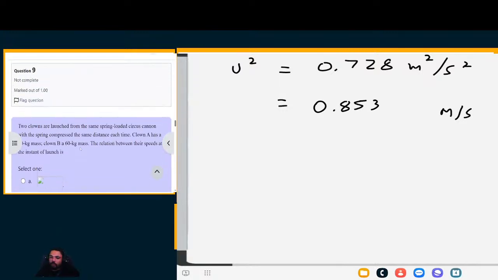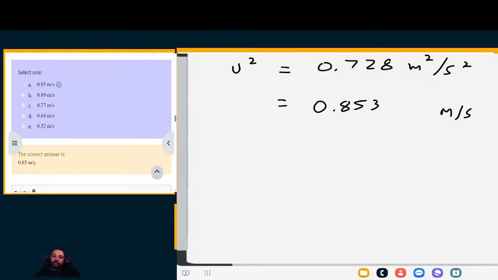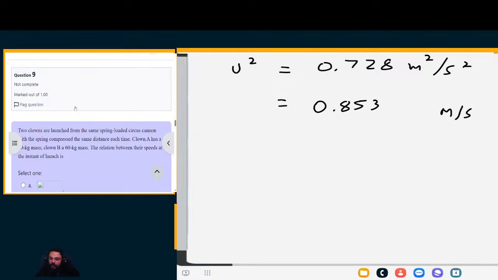That was question number 8. And yes, the correct answer is 0.85 meters per second. We are correct. Now question number 9. An interesting question.